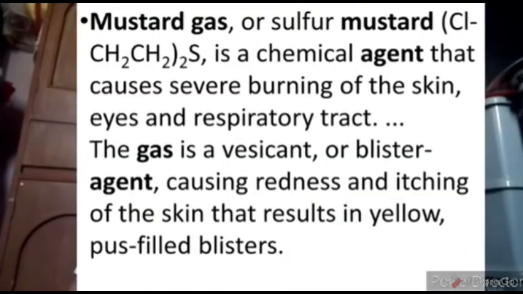So, mustard gas or sulfur mustard is a chemical agent that causes severe burning of the skin, eyes, and respiratory tract. The gas is a vesicant or blister agent causing redness and itching of the skin that results in yellow, pus-filled blisters. So, with its effect, nakikita naman natin kung gaano siya ka-poisonous.